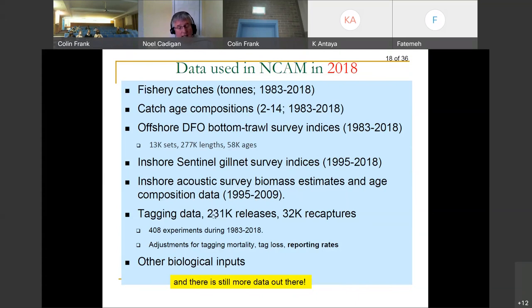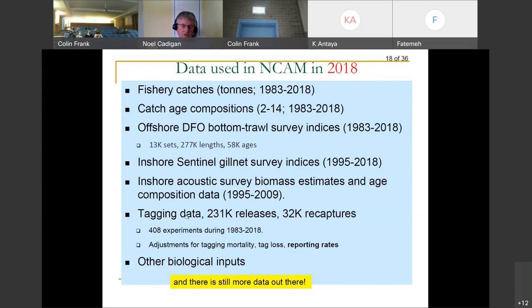And there's a lot of tagging data used in NCAM. So in 2018, basically NCAM was being estimated with 231,000 tag fish released and 32,000 recaptures. And this was distributed over 408 experiments during 83 to 2018.